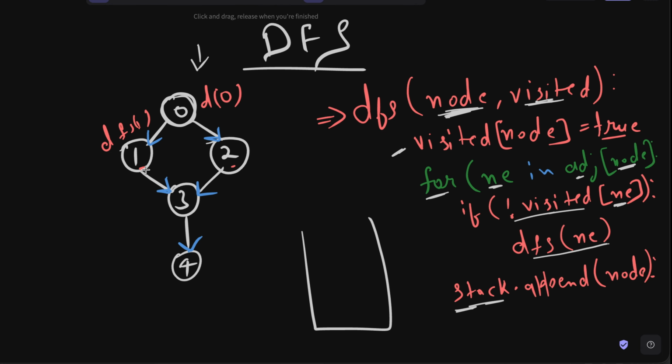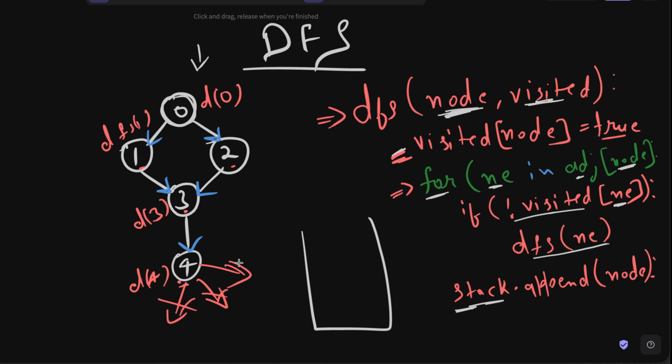Now I will mark this 1 true and then I will go to the next node. The neighbor of 1 is 3, right? Then I will go in this direction. I will have a DFS of 3 and then I will mark this also as true. And then we will go to the next neighbor, that is 4. Then I will have this DFS of 4 and here I will mark it true. Then I will use the for loop to go through all of its neighbors, but I will realize that it does not have any neighbors, right? There is no outgoing edge from 4 to any other node.